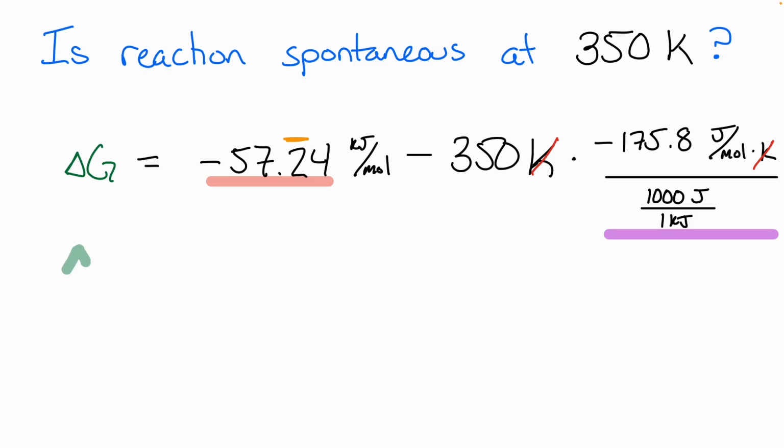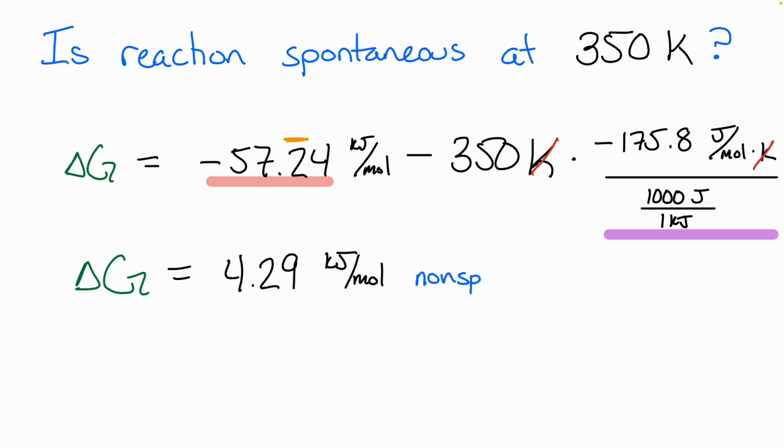All right, so my delta G at this elevated temperature is now positive 4.29 kilojoules per mole. So what will we say about this reaction at this temperature? Spontaneous or non-spontaneous? Now it's non-spontaneous, right? We've raised our temperature enough that the entropy term takes over, and this reaction was entropically unfavorable. So now this reaction will no longer occur at this elevated temperature.